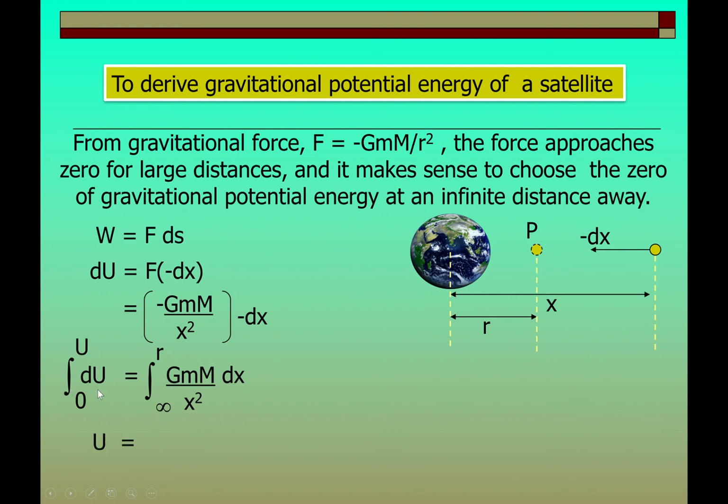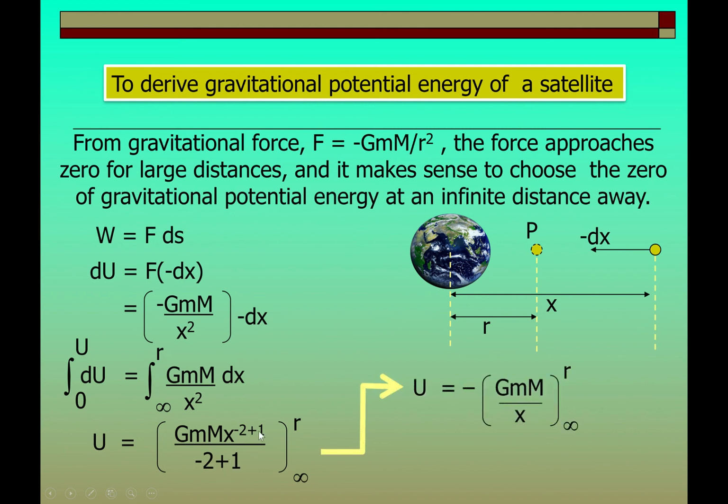So we use the integration rule. We get U on the left side, and on the right side x becomes x to the power of negative 2. Then using the integration rule, we add 1 and divide by negative 2 plus 1. Then we get in the bracket GMm per x. Then we substitute r and infinity into the equation. So we get U equals negative GMm per r. So this is the gravitational potential energy of a satellite.